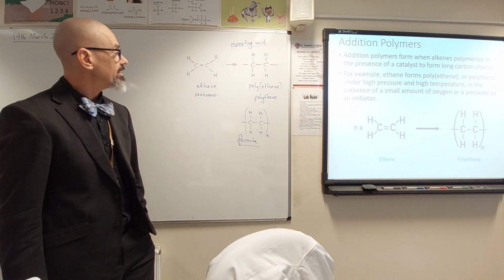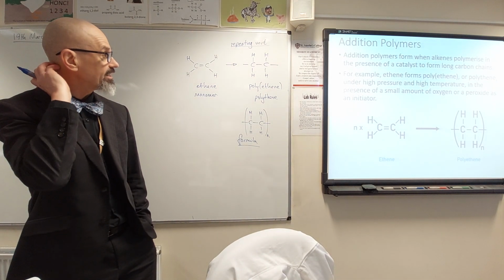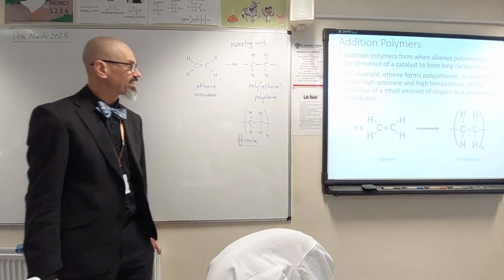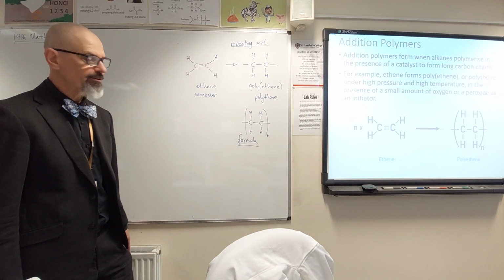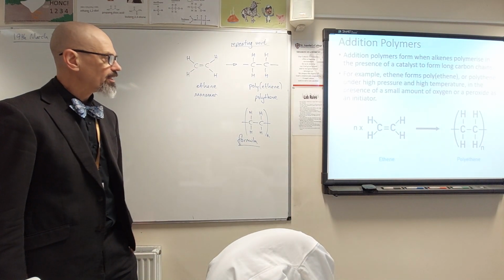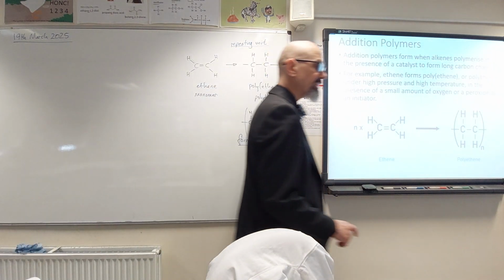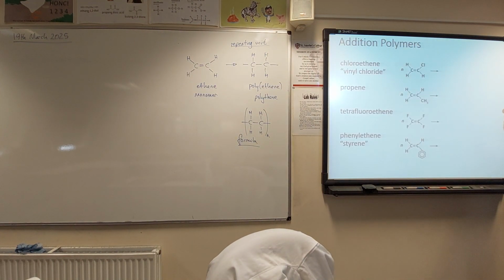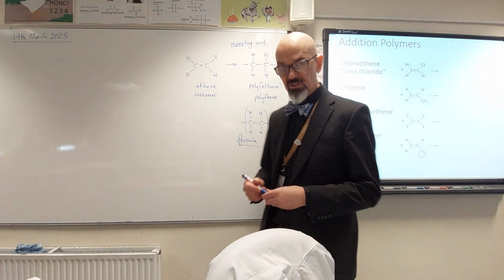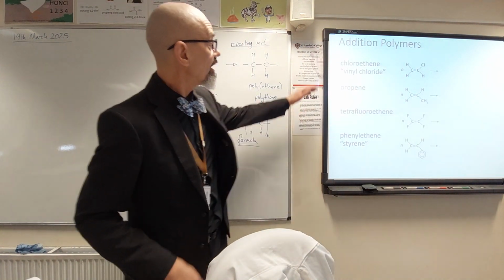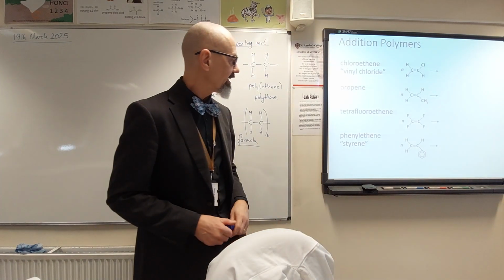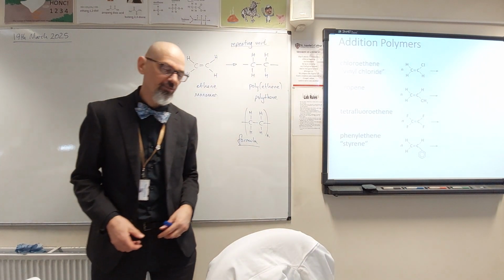So ethene, as it says on the screen there, is made into polythene at high temperature, high pressure, and in the presence of a catalyst. It's a free radical mechanism, but you don't need to know about the mechanism. And the common examples for polymers are chloroethene, propene, tetrafluoroethene, and phenylethene or styrene.